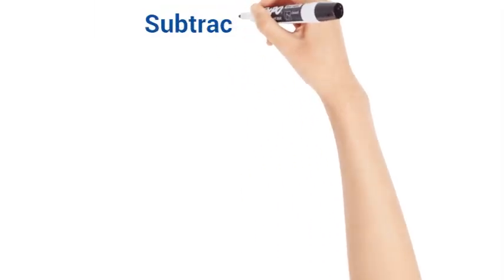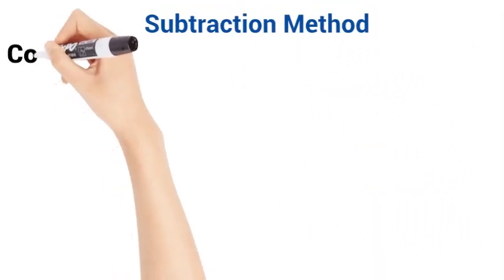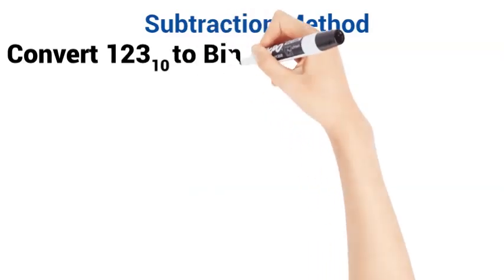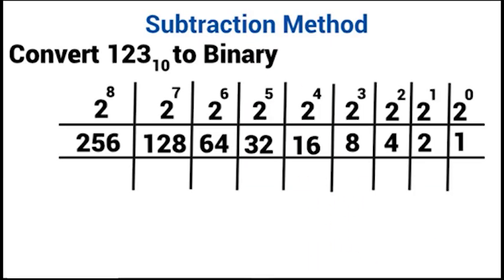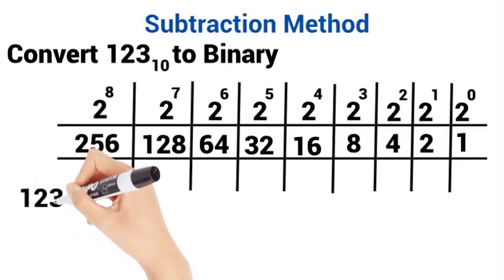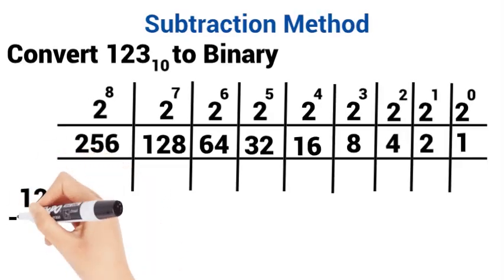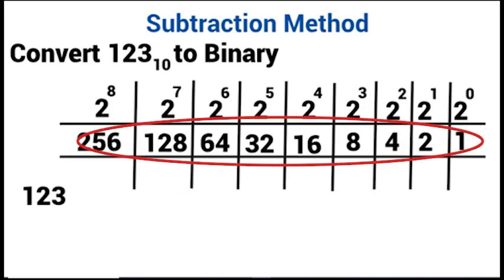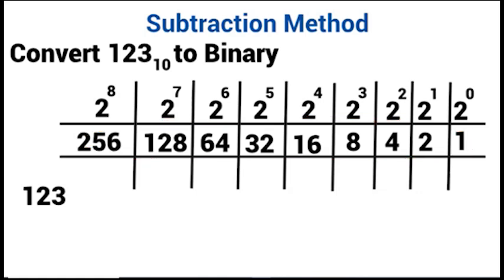Now, using subtraction method, try to convert 123 to binary. First is to create a table for the powers of 2. Feel free to pause this video. If you're done with the table, copy the given, which is 123, and select the highest number below 123 from the base 2 number. Did you disregard 256 and 128?